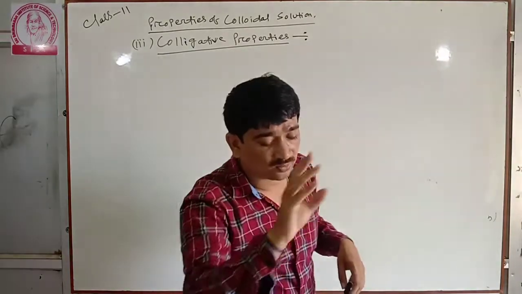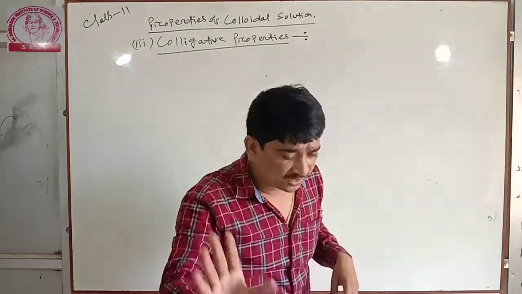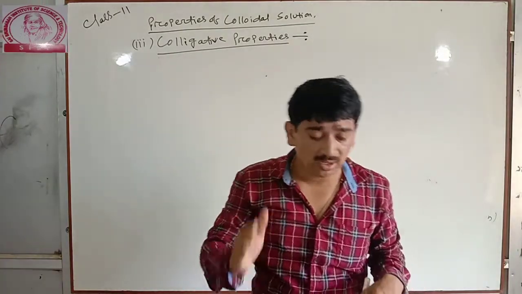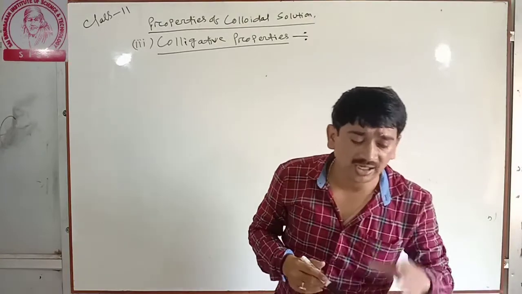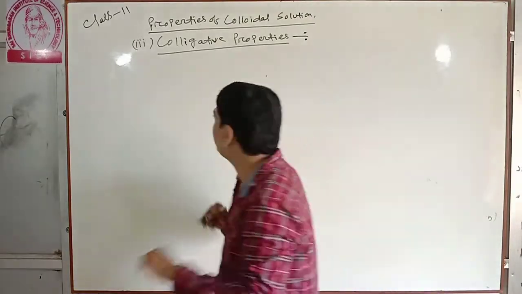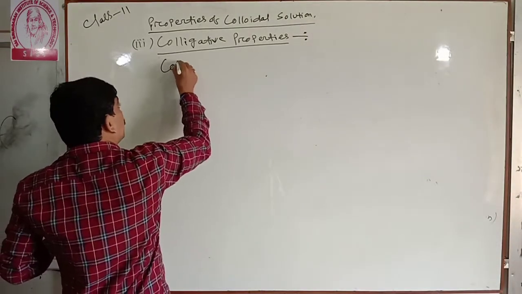What are the colligative properties? Like osmotic pressure, lowering of vapor pressure, depression of freezing point, elevation in boiling point. Clear? These are the four colligative properties.